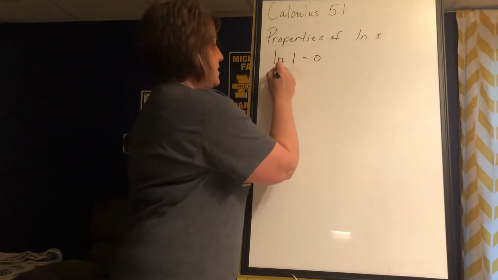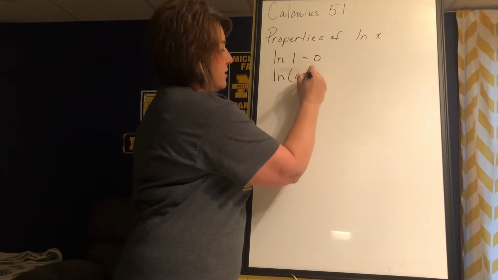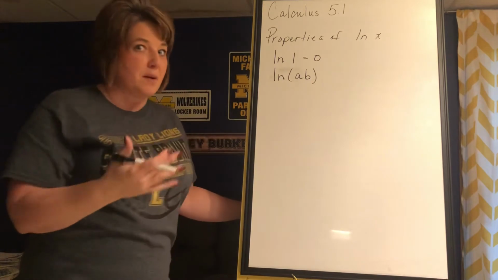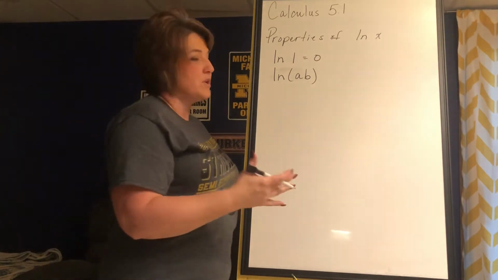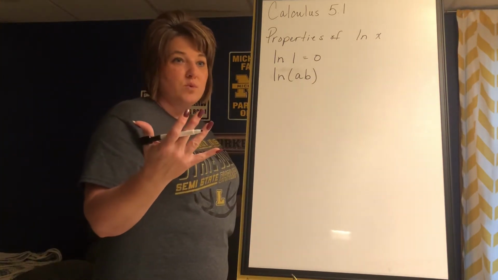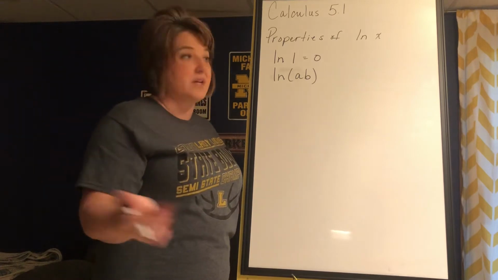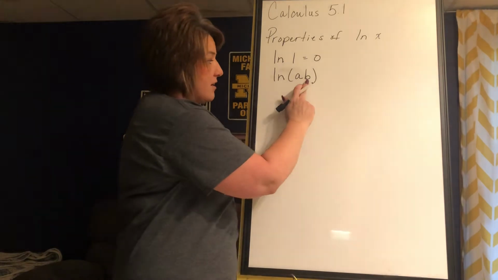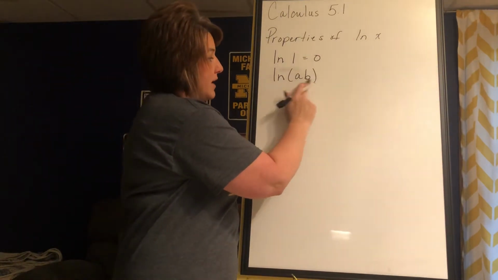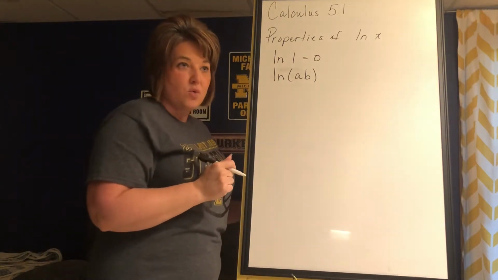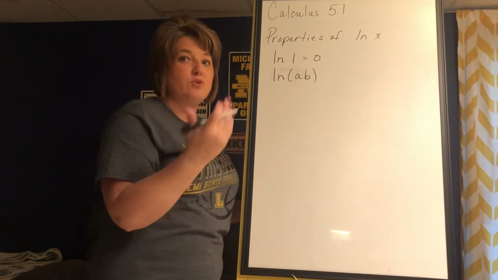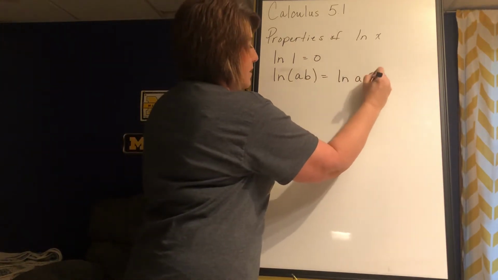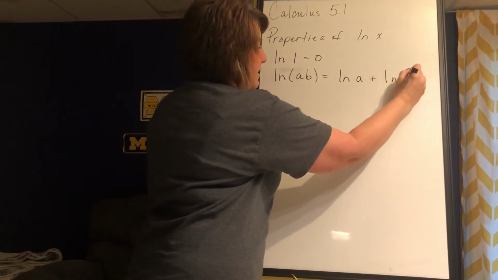The next one is, what if we have a product in here? So I've got the ln of two things being multiplied, whether it's numbers or variables. We want to expand that, and we'll want to expand so that we can find derivatives later. So I'm multiplying here, so I'm multiplying with like bases. What do you do to your exponents then? You add them. So we can expand this to the ln of a plus the ln of b.